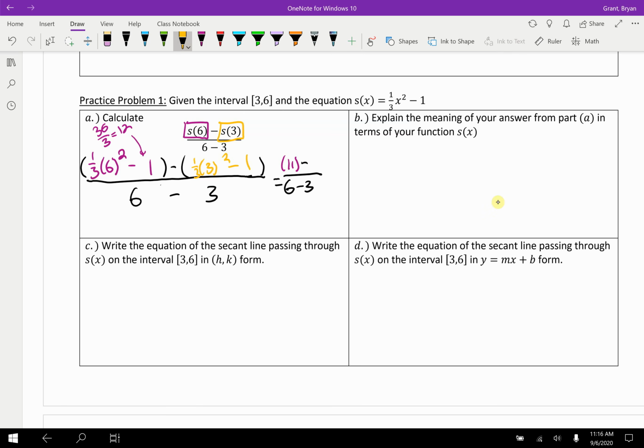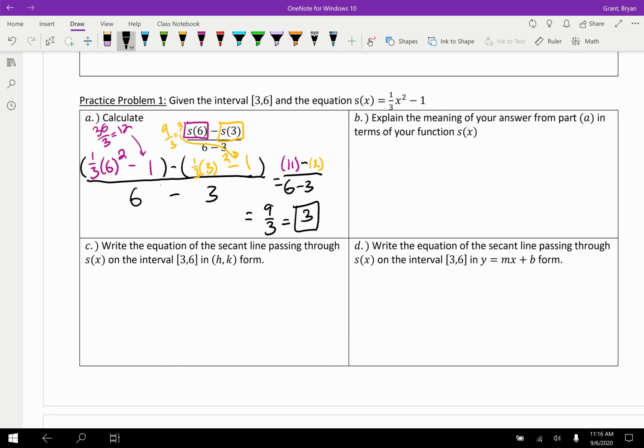Let's do the same thing with the yellow part. 3 squared is 9. I'll keep track over here. 9 divided by 3 is 3. 3 minus 1 is 2. And we're going to end up with, well, let's drop down below. I think we end up with 9 divided by 3, which is 3. Nice.